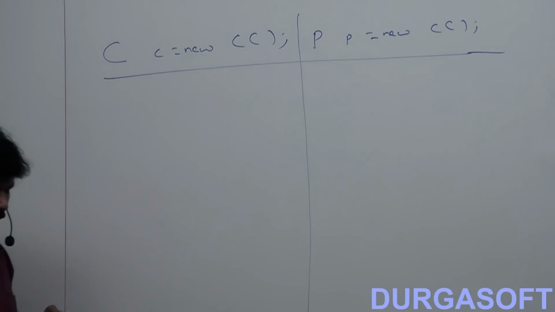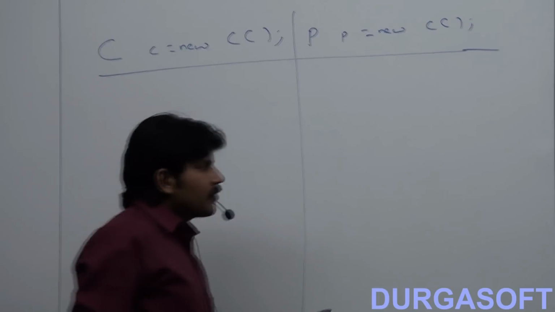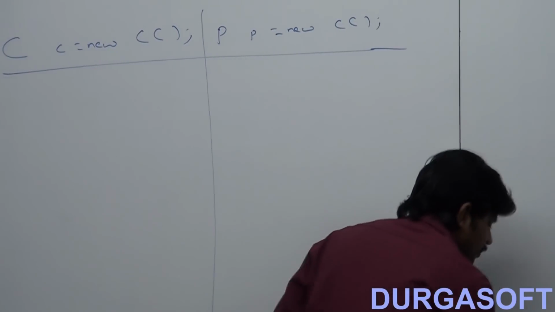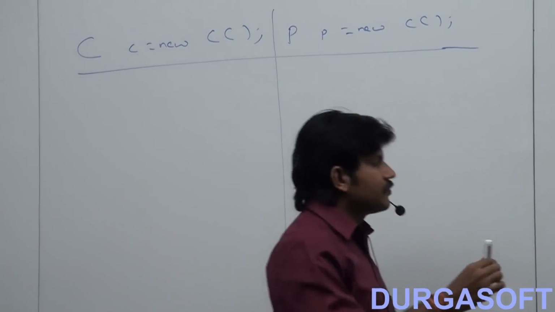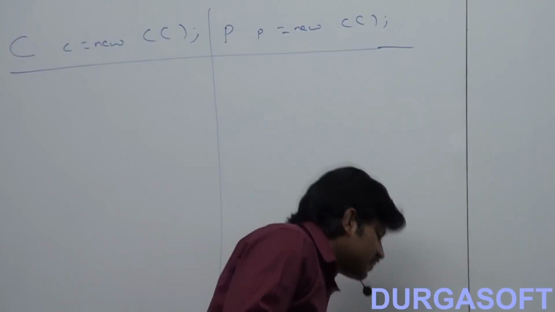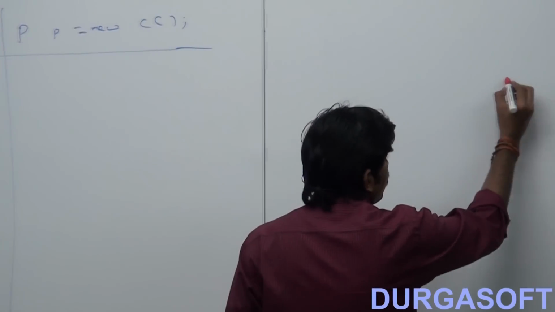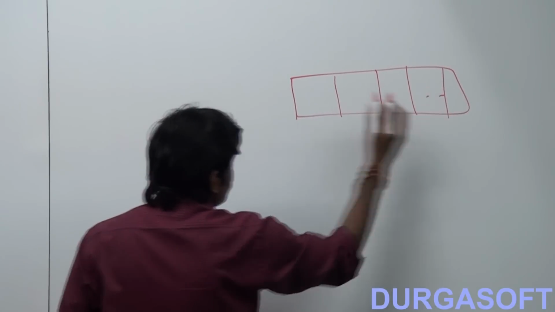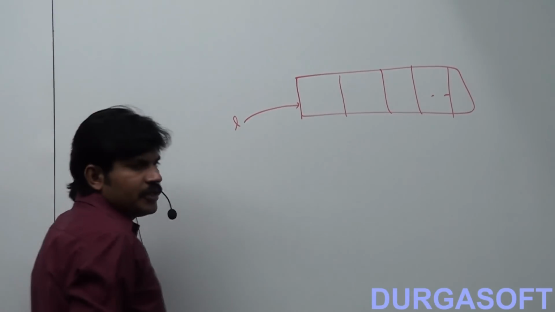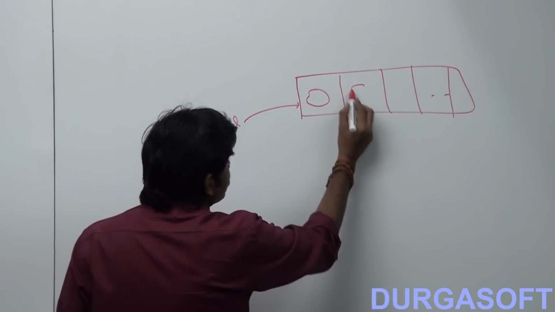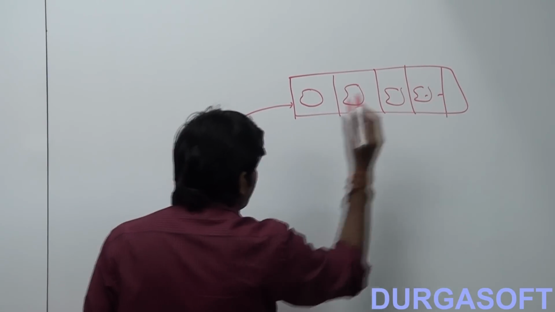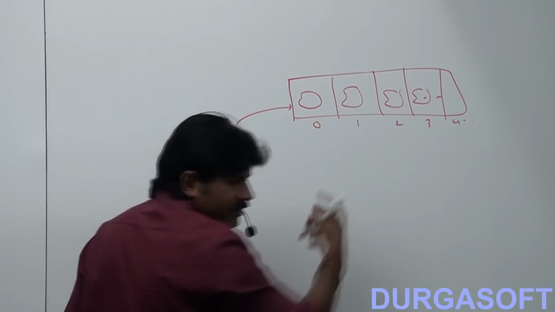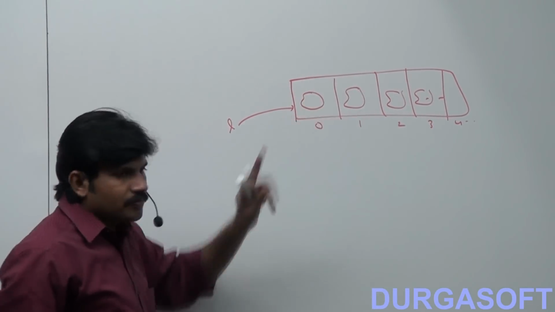Sometimes we may not be aware of the exact runtime object. Best example for you: I have one ArrayList. Assume this is the ArrayList. Here, this is the first object, second object, third object, fourth object, like 0, 1, 2, 3, 4. These are the indexes, and these are the objects.